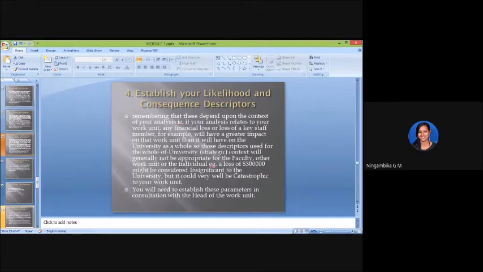So coming back to the step, it says establish your likelihood and consequences. Determine on what basis you are doing the analysis. Are you doing it based on the work unit or at the university level? University level talks about the whole unit. Okay, so this is the fourth step, establishing your likelihood and consequences descriptors.